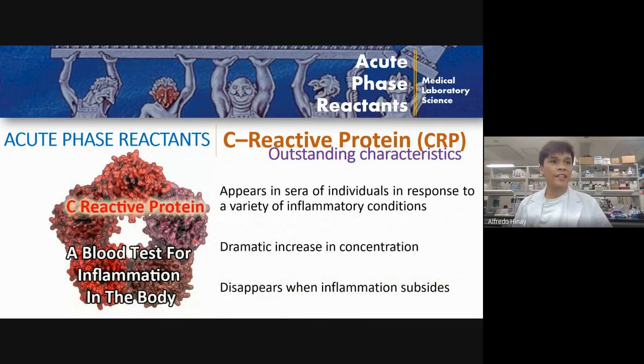The outstanding characteristic of your C-reactive protein, class, is that it appears in the sera of individuals in response to a variety of inflammatory conditions. They are dramatically increased in concentration when we have inflammation, and they disappear when inflammation subsides. That's the reason why your C-reactive protein is a good indicator of inflammation.